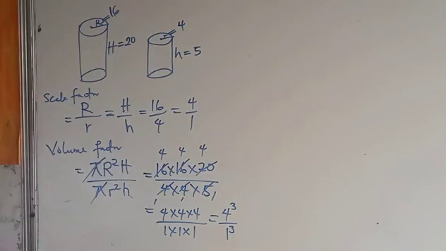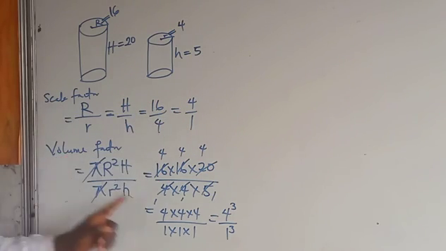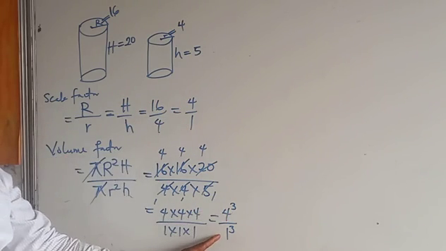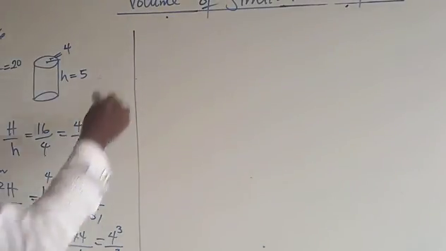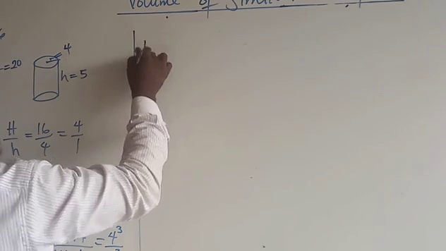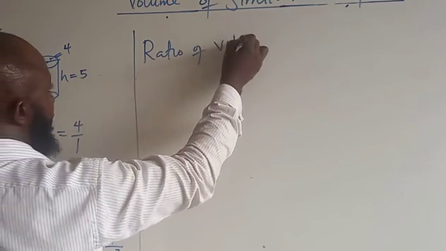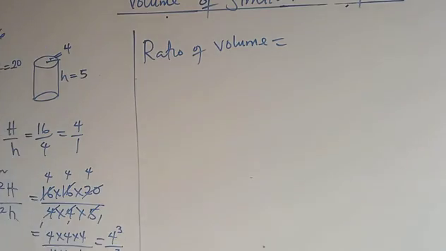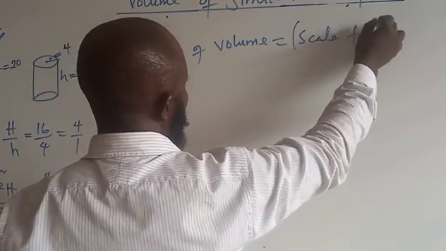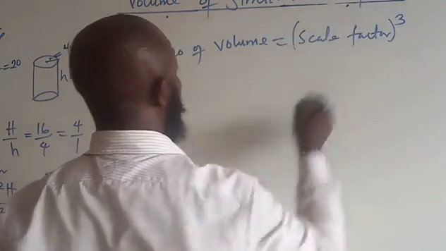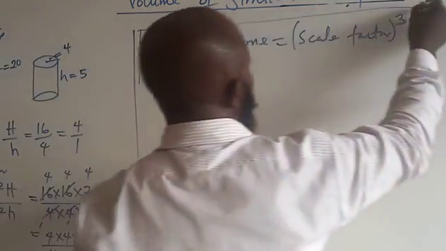So the point here is that the scale factor is 4 divided by 1, while the volume factor is 4 cubed divided by what? 1 cubed. That means that, in general, the ratio of volume will always be equal to the cube of the scale factor. So that's how we derive this: the cube of the scale factor.